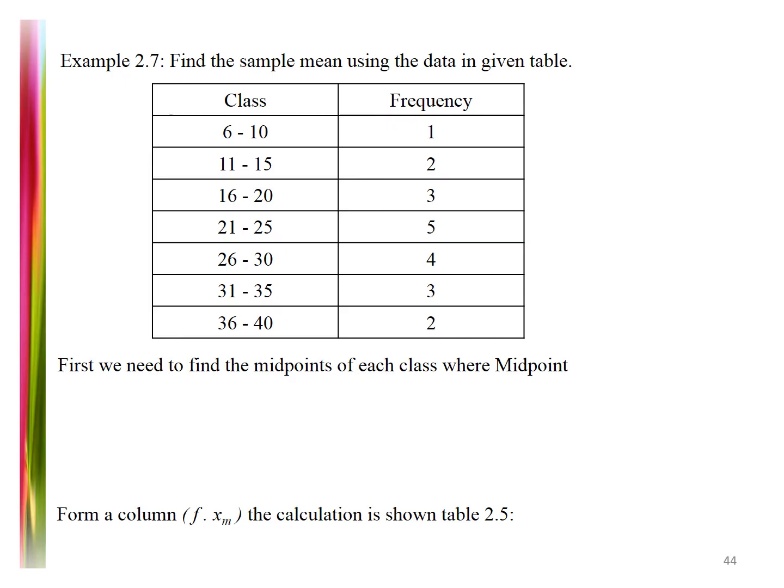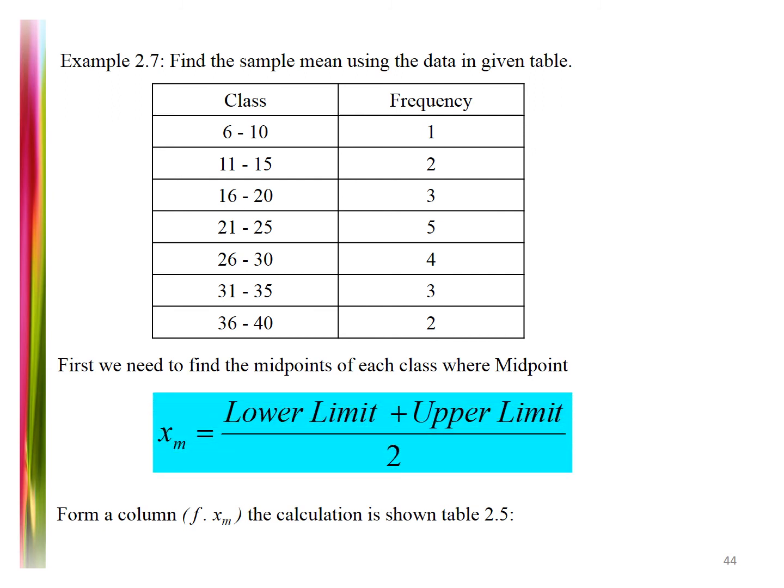Here I have also given one example. In this case, this is the class and frequency, so we can calculate the midpoint values. Just apply lower limit plus upper limit divided by 2. Yes, so we have to generate new columns. They have given two columns, so we have to create the third column as the midpoint and the fourth column as the product of frequency and midpoint.